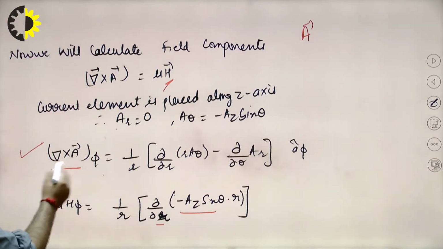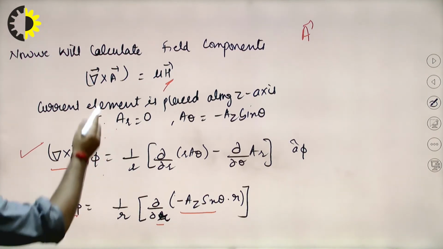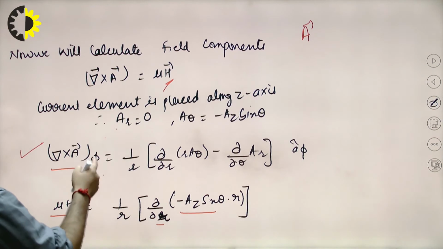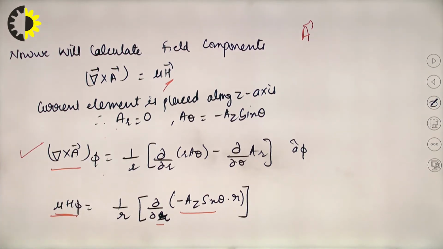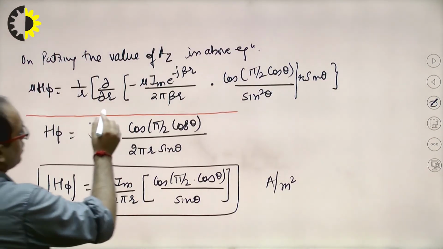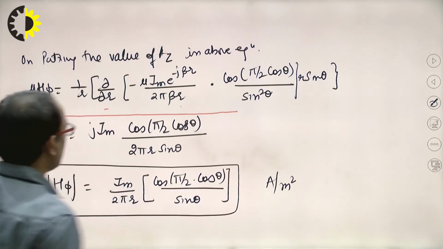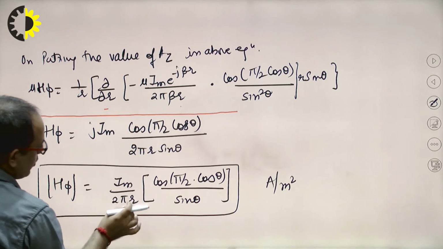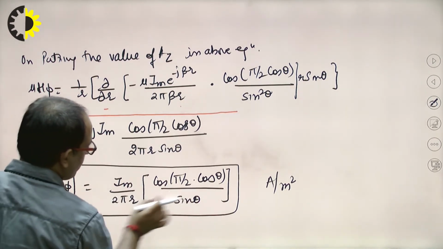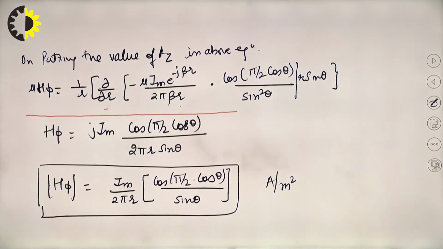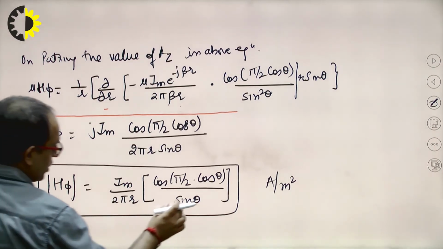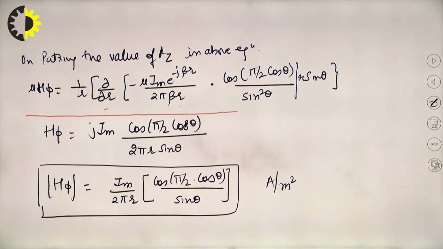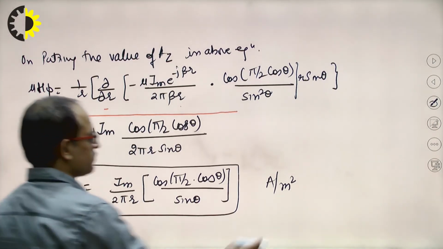And this is equal to del cross A, which will be equal to mu into H phi, because it is the phi component. Just put this value here, differentiate with respect to r. On differentiating with respect to r, you will get H phi equal to Im upon 2 pi r, cos(pi by 2 cos theta) upon sin theta, ampere per meter. Now I have calculated H phi.